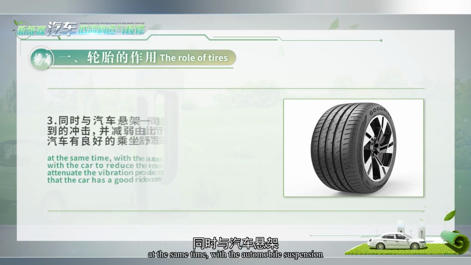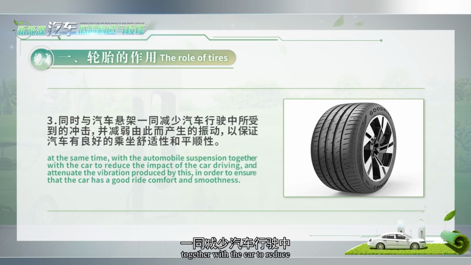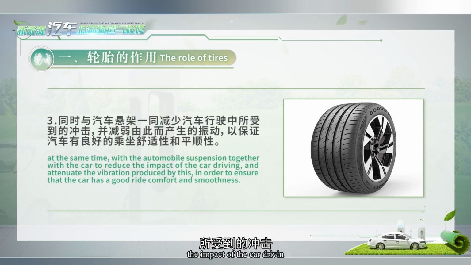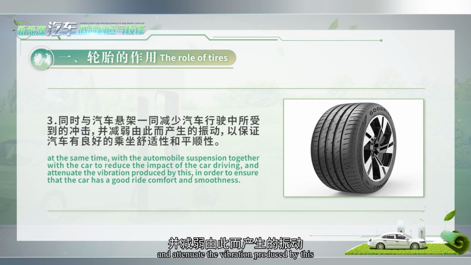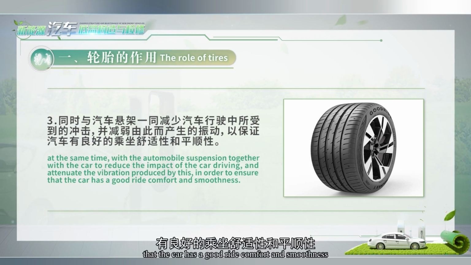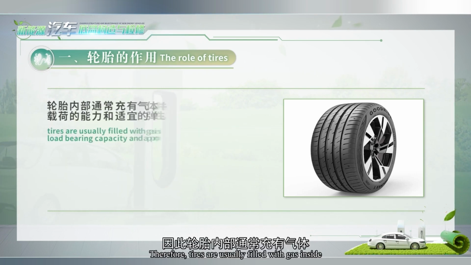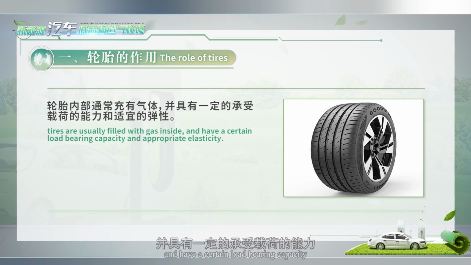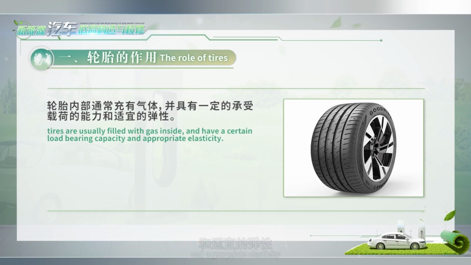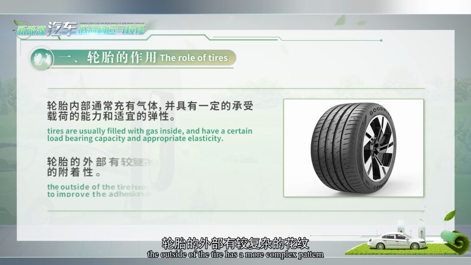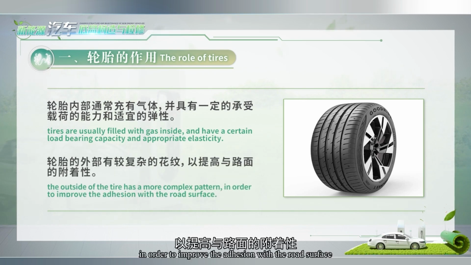At the same time, with the automobile suspension together with the car to reduce the impact of the car driving and attenuate the vibration produced by this in order to ensure that the car has a good ride comfort and smoothness. Therefore, tires are usually filled with gas inside and have a certain load bearing capacity and appropriate elasticity. The outside of the tire has a more complex pattern in order to improve the adhesion with the road surface.